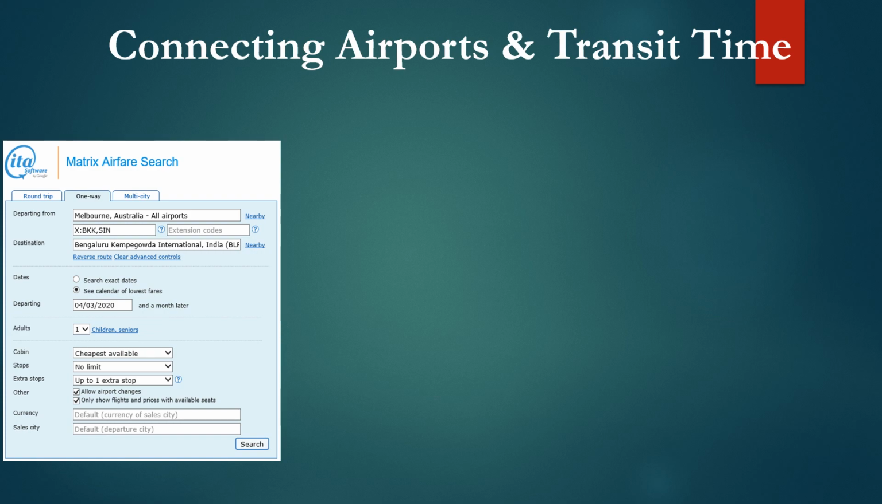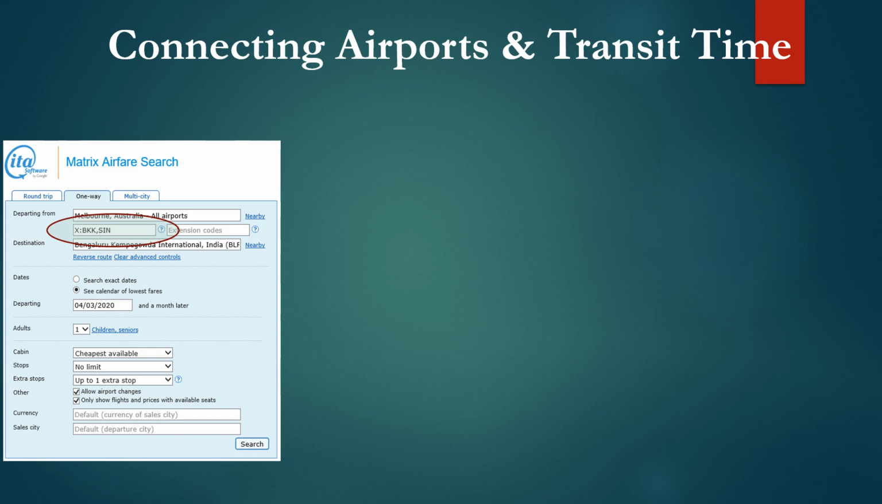So in this example, I'm taking someone traveling from Melbourne to Bangalore. On click of the link titled Advanced Controls, it opens up 2 text boxes. Here in this example, in the first text box I have written X BKKSIN.